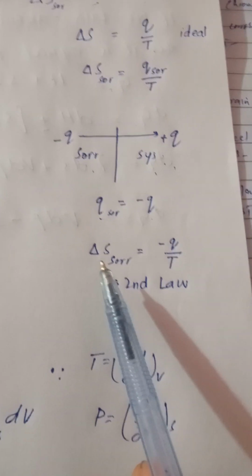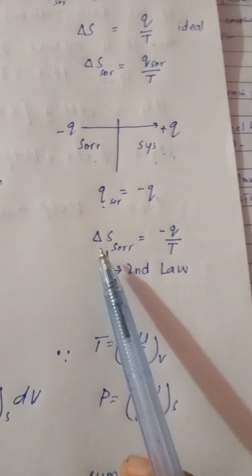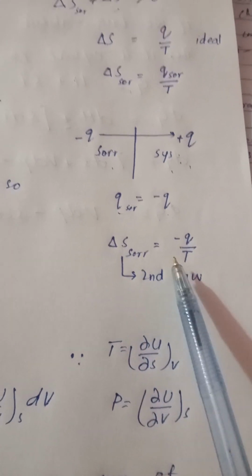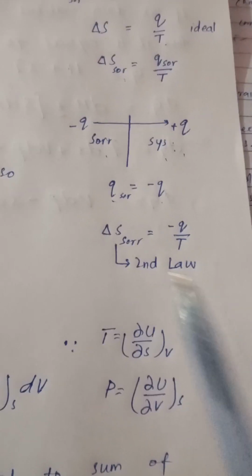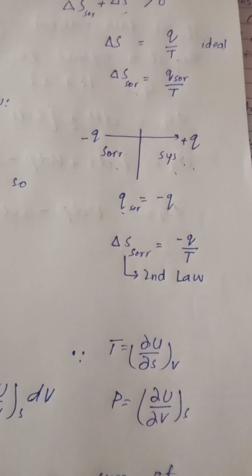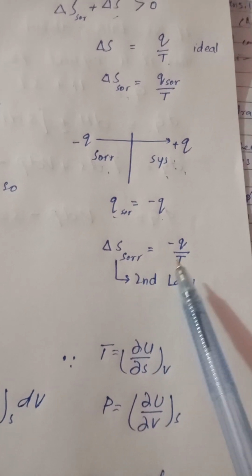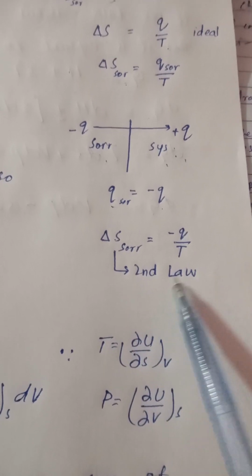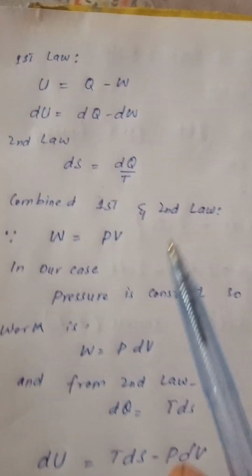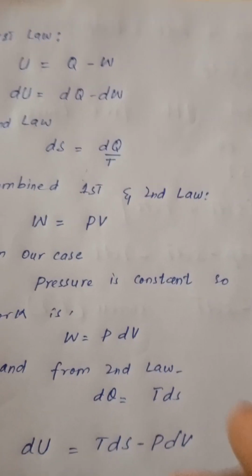Here I tell you that the change in entropy of the surrounding is equal to minus q over T. If heat energy is transferred from the surrounding to the system, the minus sign will show that, and it is divided by the temperature. This is the second law, which I wrote here. I explained it to you.